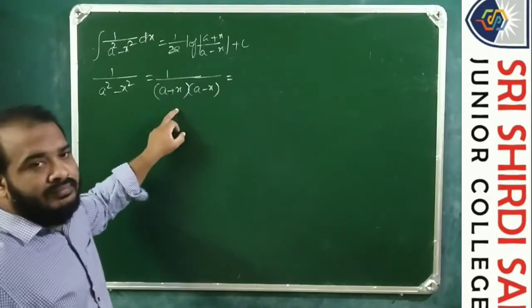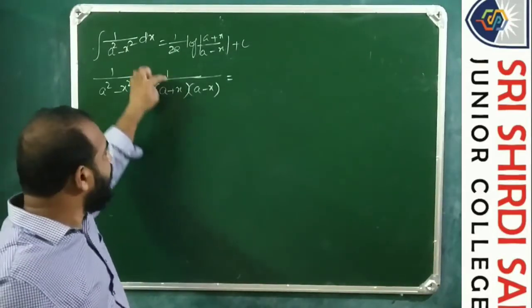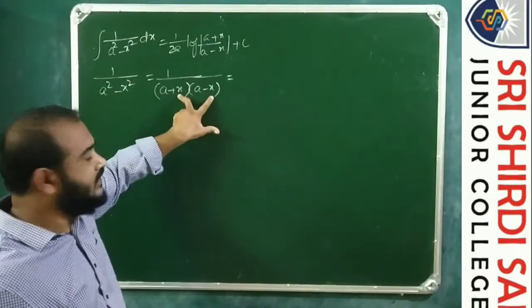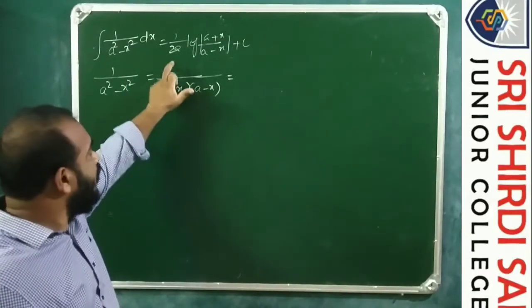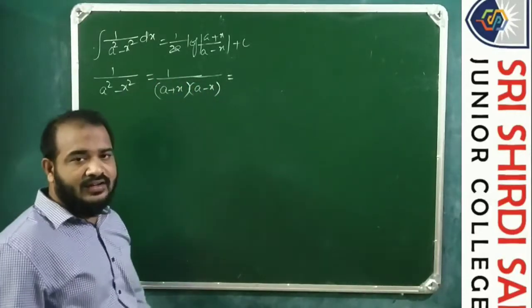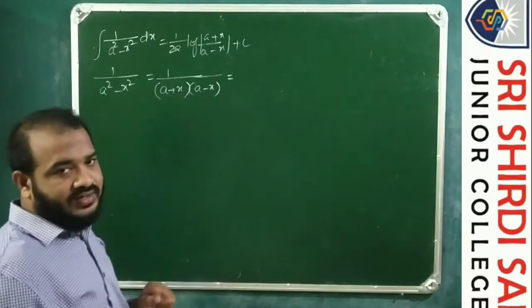This is a proper fraction, with the degree of f(x) being 0 and g(x) being x into x square 2. So the degree of f(x) is less than the degree of g(x). Therefore, the partial fraction method is used here.